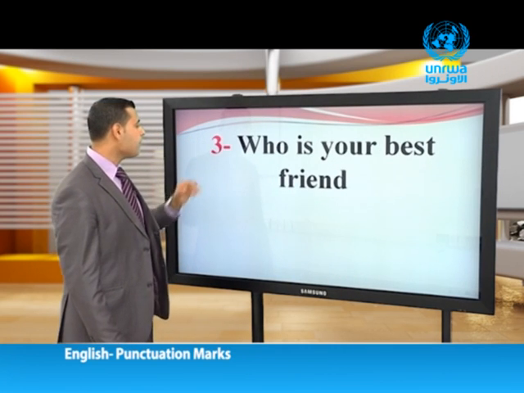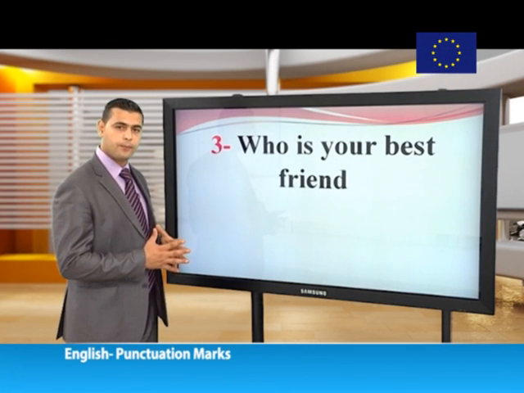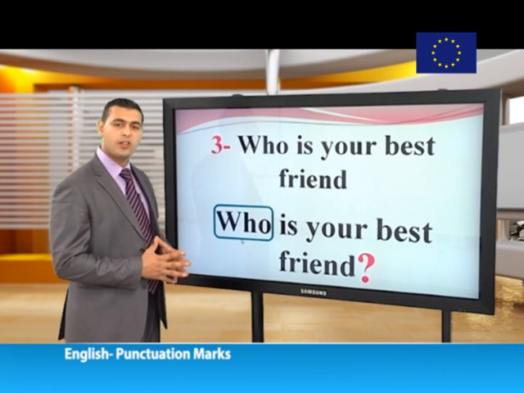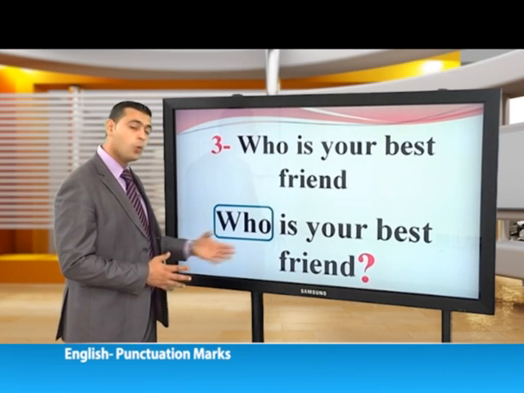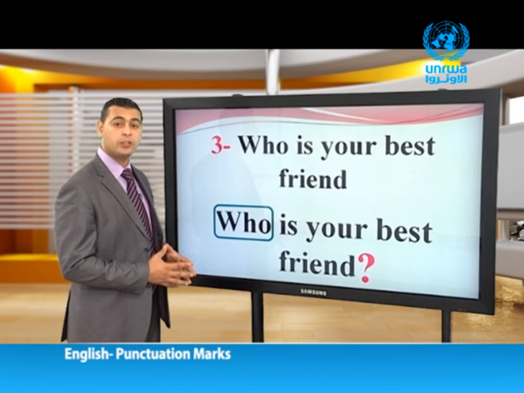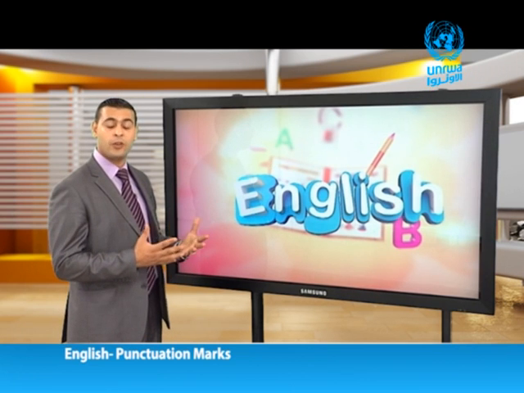Let's have number 3. Who is your best friend? In this question, we need to close it up again with a question mark, because we have the question word who. Who is your best friend? At the end we have the question mark. Now dear all, let's have this short break. Then after the break we continue our lesson about punctuation marks.